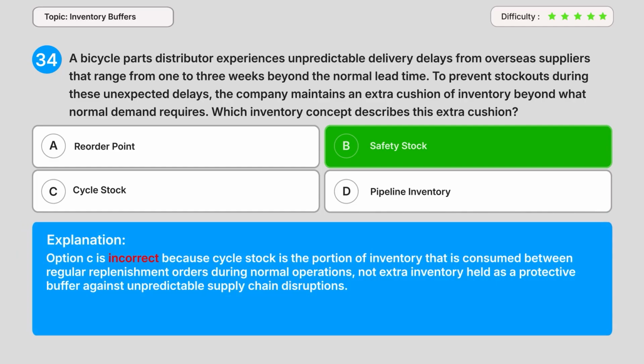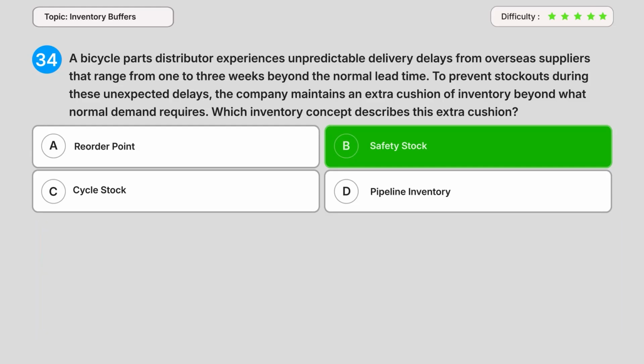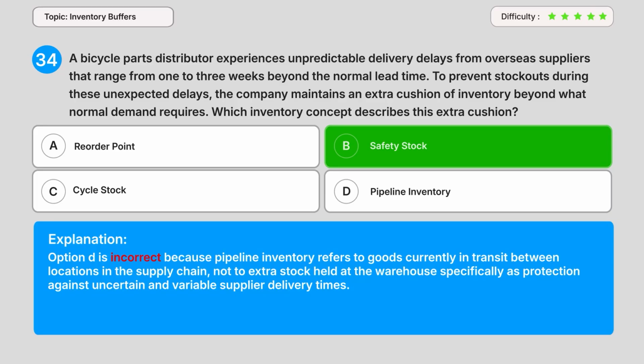Option C is incorrect because cycle stock is the portion of inventory that is consumed between regular replenishment orders during normal operations, not extra inventory held as a protective buffer against unpredictable supply chain disruptions. Option D is incorrect because pipeline inventory refers to goods currently in transit between locations in the supply chain, not to extra stock held at the warehouse specifically as protection against uncertain and variable supplier delivery times.